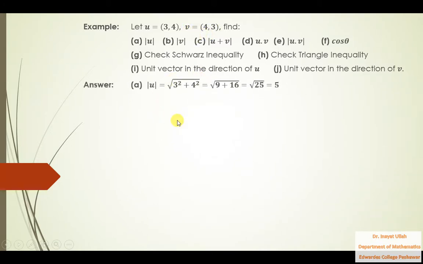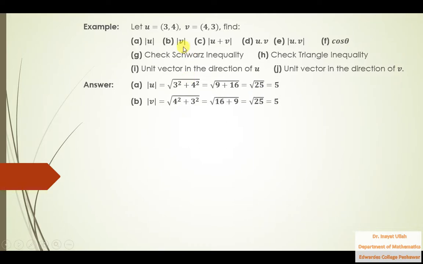So let us start the answer. You need to find the magnitude of u. The magnitude of u is equal to the square root of first component square plus second component square. Now calculate this sum and this square root, so that is 5. So the magnitude or the norm of the u vector is obtained, which is 5.